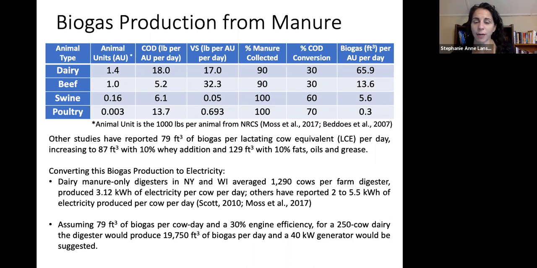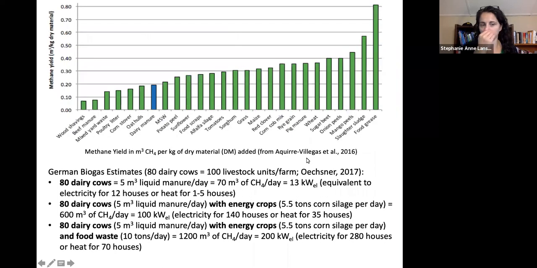And assuming we have about a 30% efficiency in our engine to produce electricity, then a 250 cow dairy would produce about 20,000 cubic feet of biogas per day, and a 40 kilowatt generator would be suggested for that system. So you'd want to go through those calculations.